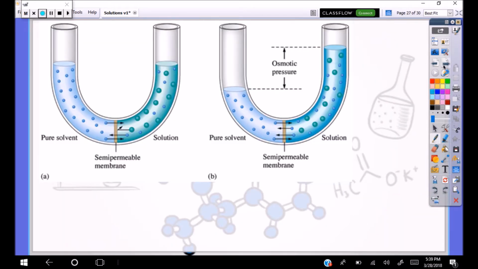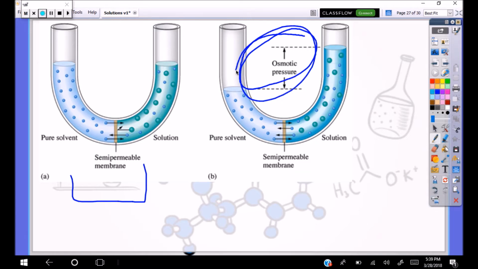Here's just a good visual of a pure solvent versus a solution. This is before they're at equilibrium. Once they come to equilibrium, this difference here is our osmotic pressure, between the height of the solution versus the height of the solvent.